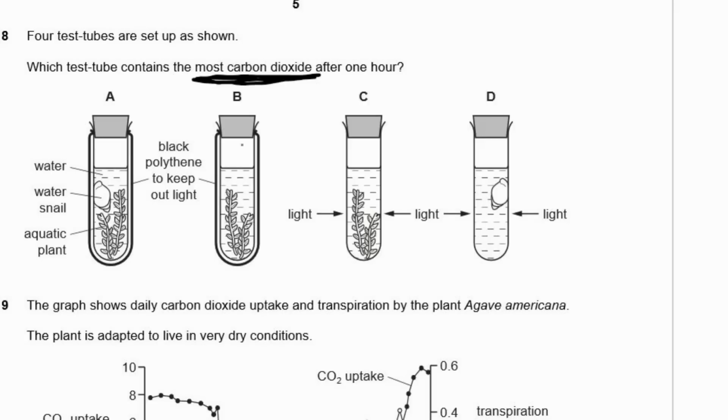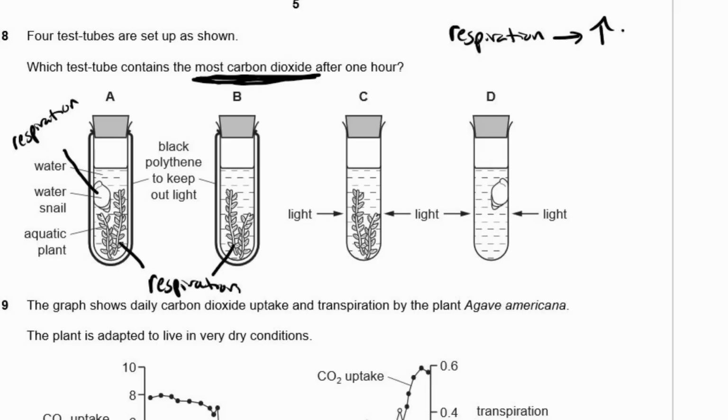Okay, so the first two have a dark covering so that it won't have any light inside. So that means that the plant is just doing respiration. It is not doing photosynthesis. The snail can't do photosynthesis anyway, it is doing respiration. And respiration makes the CO2 go up. Okay? Photosynthesis makes the CO2 go down.